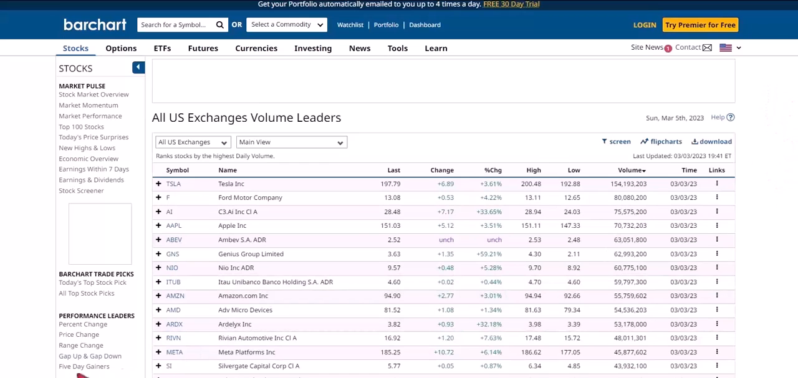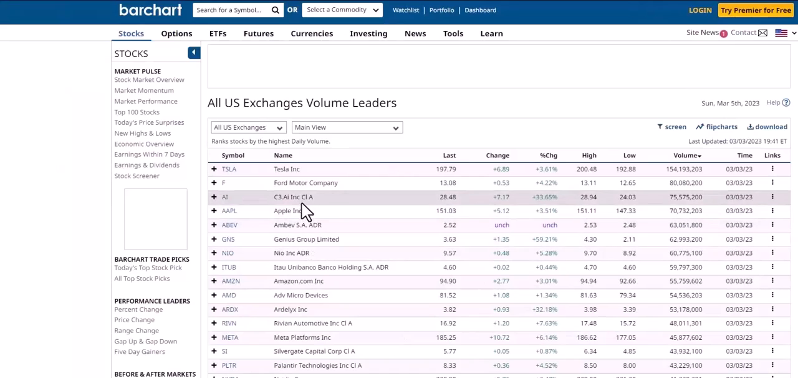I have no affiliation with barchart.com. They just have it set up pretty nicely. So I wanted to just kind of bring this to everybody's attention. So you can see right here where the US exchange volume leaders are. And what you want to focus on with something like this is not only the largest cap companies, but if something's in this top 10, and it's not a very large company, such as AI or ABEV or GNS or NIO, and they're in this category, like they are here for March 3rd at the time of doing this, that's what you want to focus on.